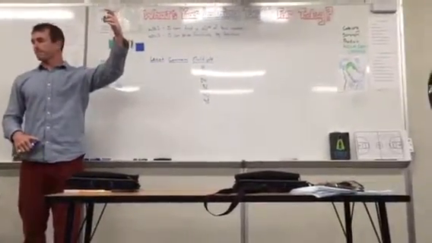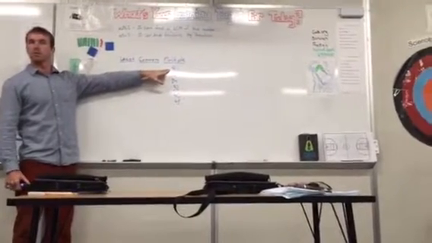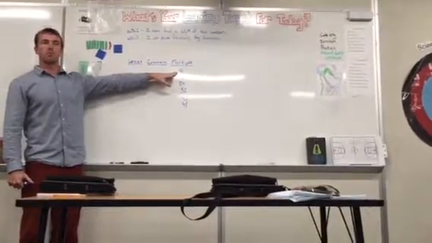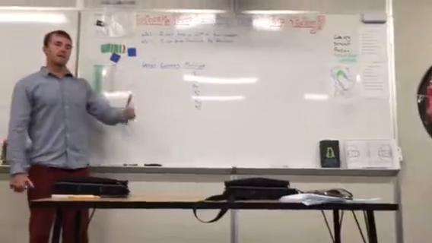A factor, so factors of 8 are what? 1 and 8, 2 and 4. Factors are smaller than the number. Multiples are going to be bigger than the number. Okay? So let's make sure that we clarify that.